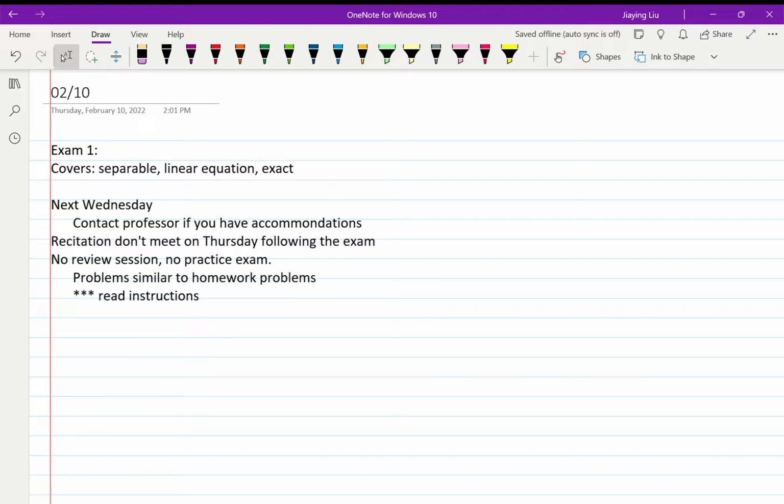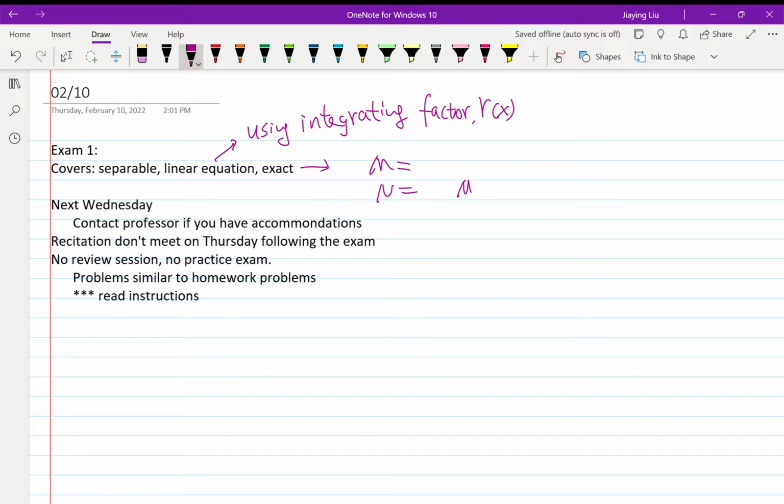And the material on the exam will be the separation of variables, linear equations, the one that you have to use the integrating factor. So this part using integrating factor, mu of x, that's the notation I use, could be different. And then exact equations, which we have to set M and N, then we have to check M_y equals N_x. So those are the three kinds of concepts that will be on the exam.